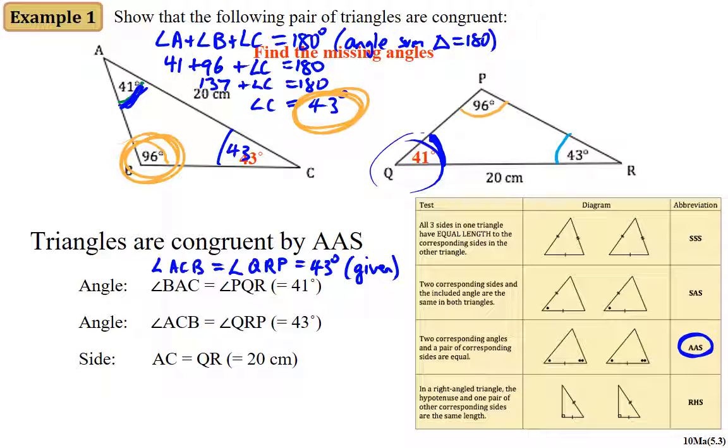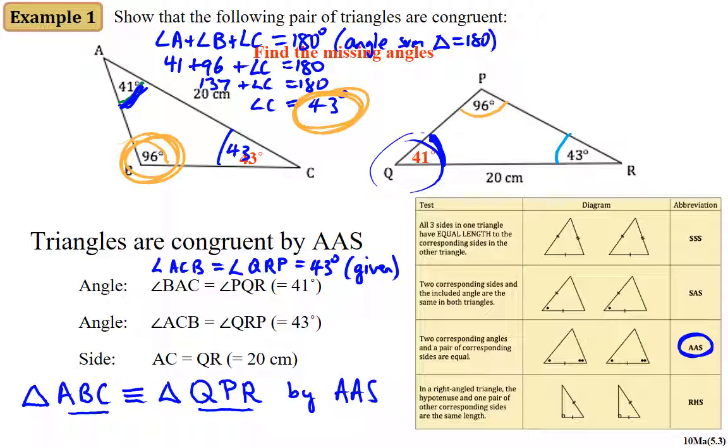I've got the side AC and QR, or RQ, they're the same, which means my summary, and I need to make sure I get this right: triangle ABC is congruent to triangle, now, because ABC starts with A, and that's the 41-degree angle, the next one starts with Q. And in triangle ABC, the B is the 96, which matches up with P, so it'll be QPR, and that's the correct order, so that my ABC and my QPR match up by angle, angle, side. Let's try the next one.